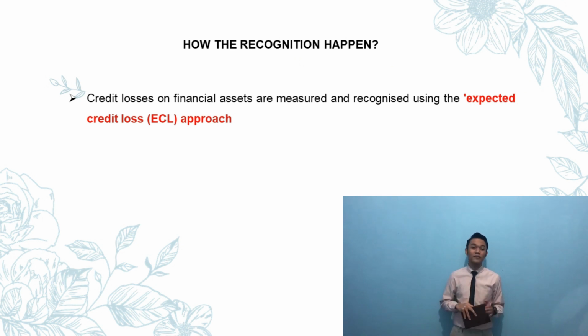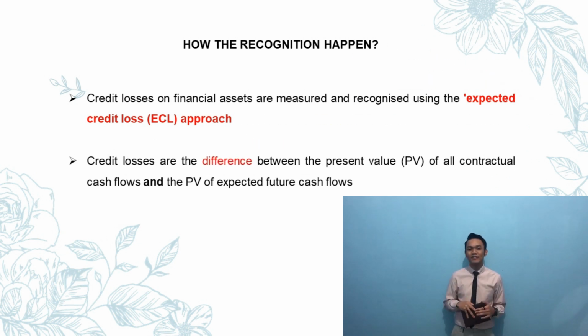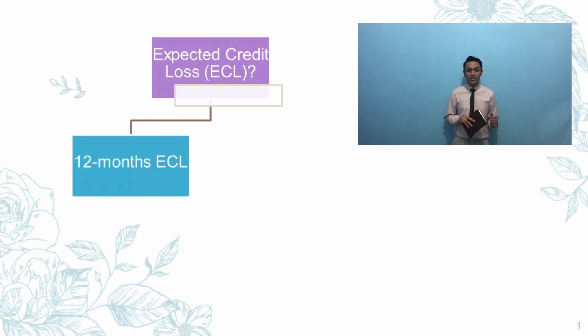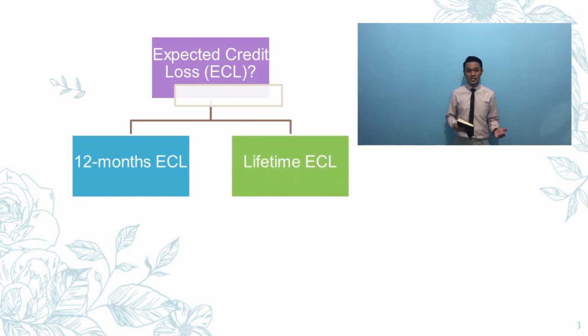Credit losses of the financial asset are measured and recognized using the expected credit losses approaches, ECL. Credit losses are the difference between the present value of all contractual cash flow and the present value of expected future cash flow. Next, I bring to all the audience the expected credit losses chart. The expected credit losses can be divided into two groups. The first one is a 12-month expected credit losses approach. The second one is a lifetime expected credit losses approach.